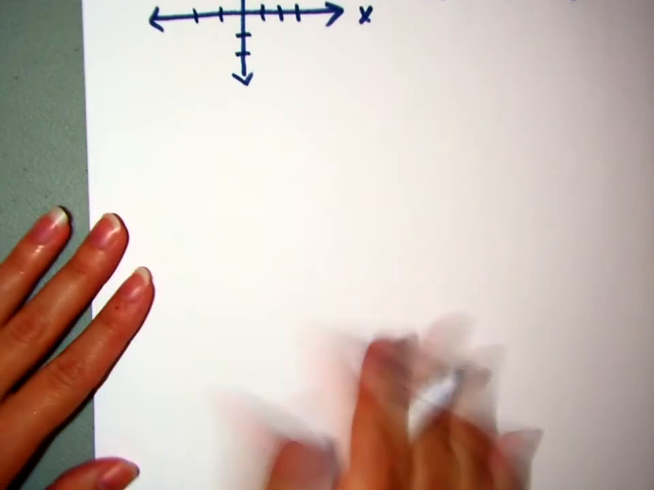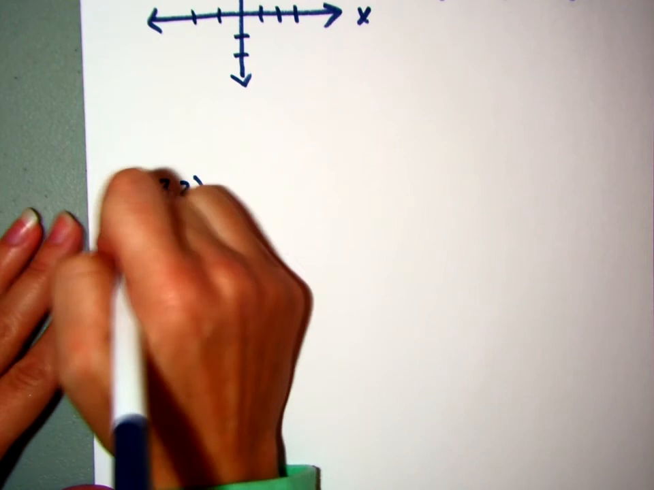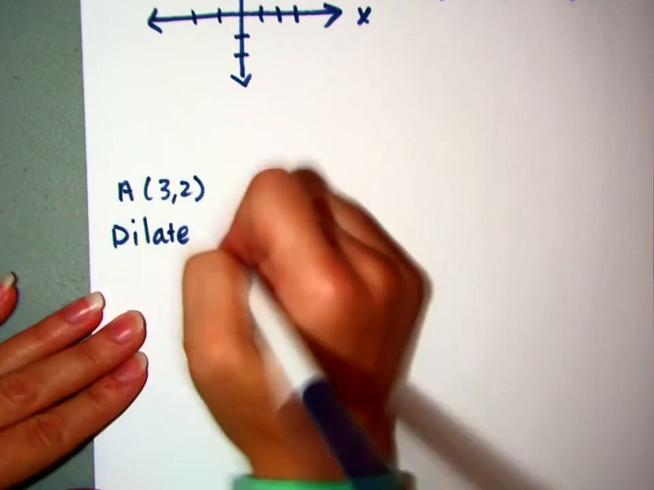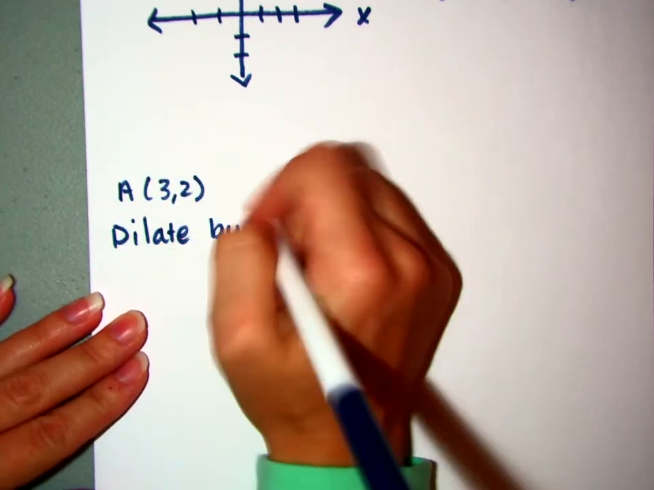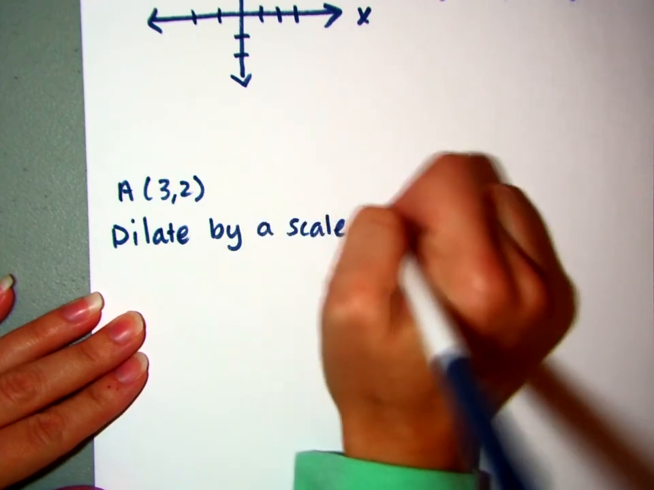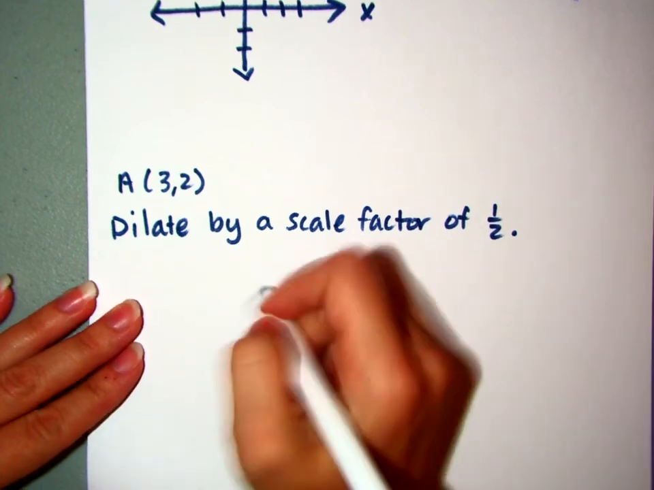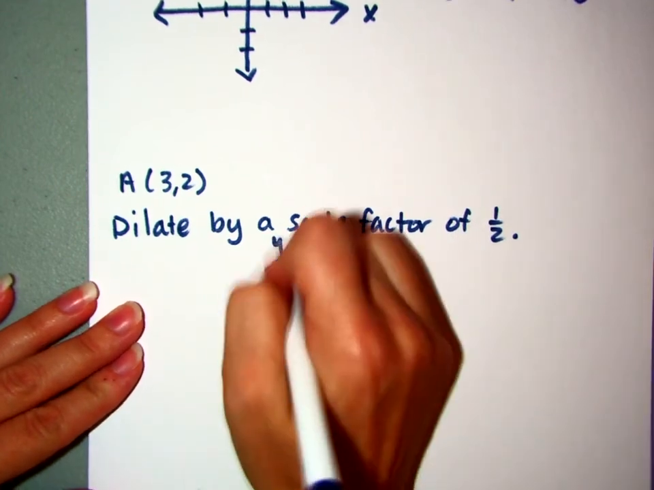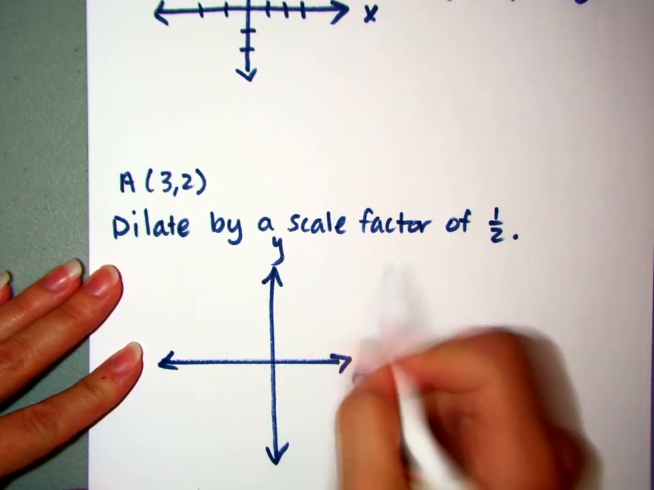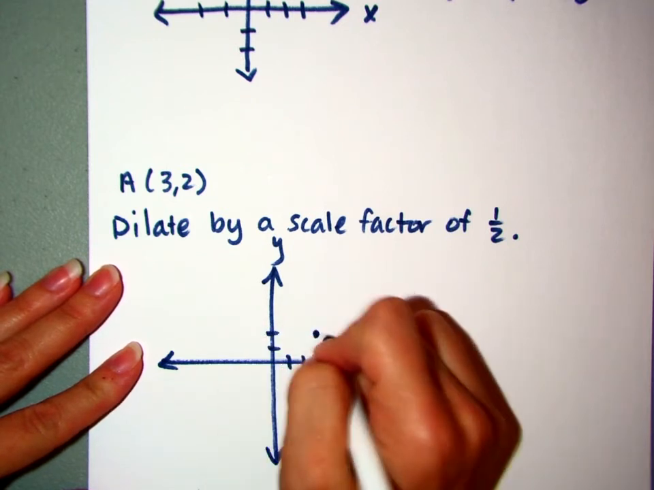We also talked about dilations. Let's take our A at 3, 2 again, and this time we're going to dilate it by a scale factor of 1/2. Okay, so we're going to go ahead and draw our graph here. That's y. That's x. So here's 3, 2. We're going to call that A.